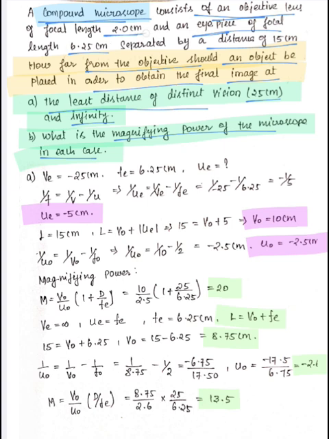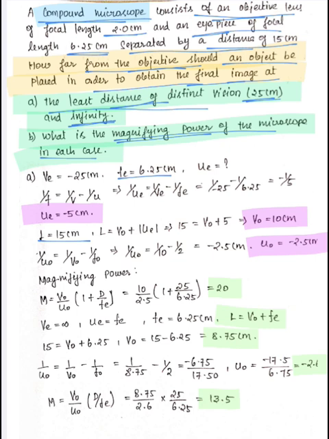Here the focal length of the objective is given, that is f0 equal to 2.0 cm, and the focal length of the eyepiece is given, that is fe equal to 6.25 cm, and these two lenses are separated by a distance of 15 cm, which is nothing but the tube length, that is L equal to 15 cm. We need to find the object distance from the objective to get the final image at the least distance, that is at 25 cm, and at infinity position, and we need to find the magnifying power for the image formation at least distance and at infinity.